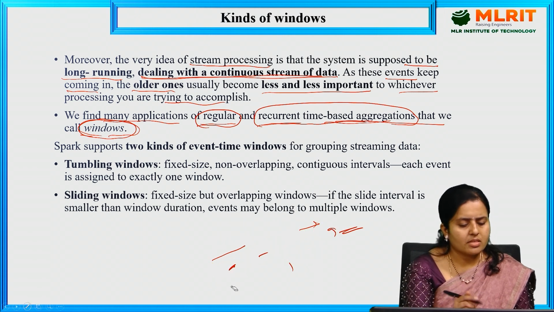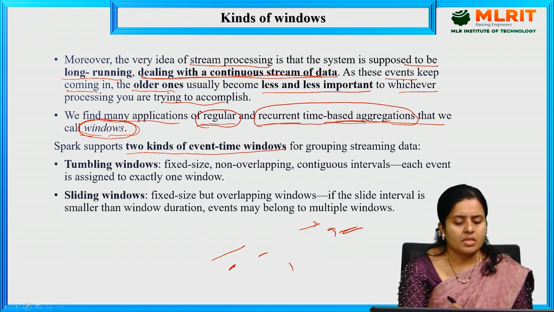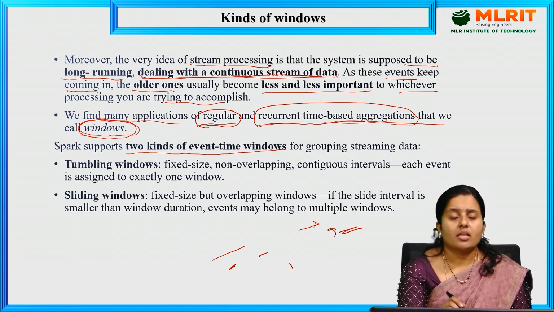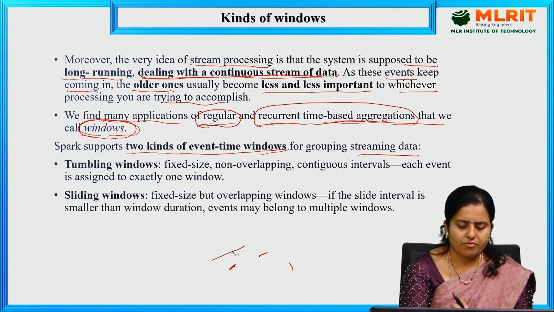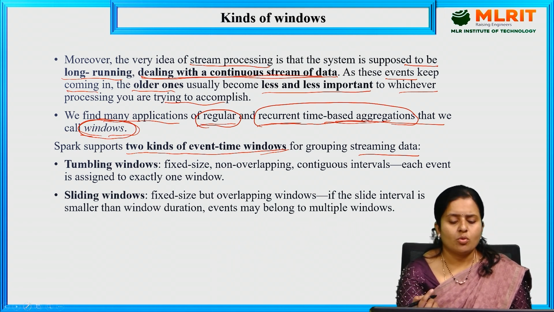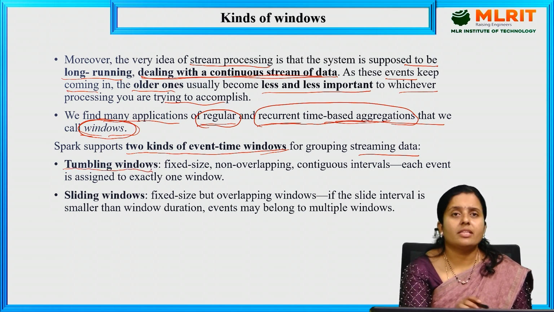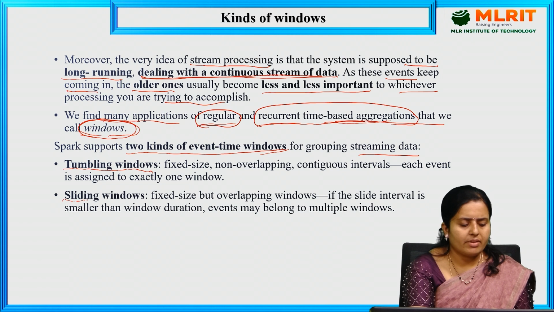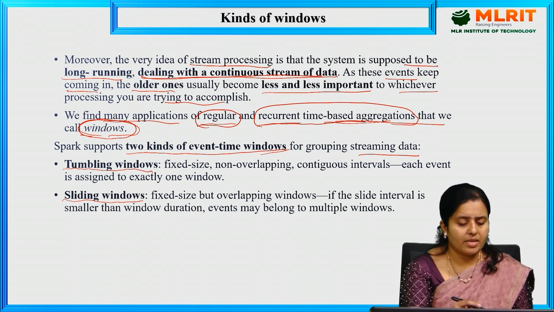Spark supports two kinds of event time windows for grouping streaming data. To group the streaming data which is continuously flowing into the data source, we can use two kinds of windows. The first is the tumbling window, and the second is the sliding window. We are going to go deep into this topic.